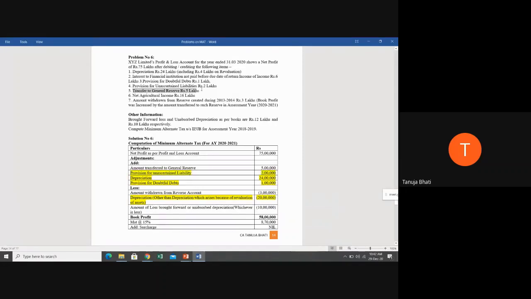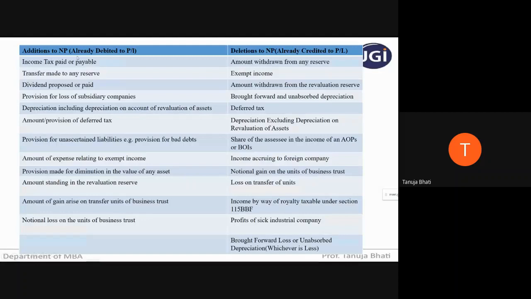Next, transfer to general reserve. When you are withdrawing from general reserve, you have to less it. But when you're transferring any amount to general reserve, you have to add it. See here, students, the amount that you're transferring to the revaluation reserve or to any reserve, you have to add it. But when your amount is withdrawn from any reserve, you have to minus it. See the second point, students, transfer made to any reserve, you have to add it to the net profit. But when you're withdrawing the money from the reserve, you have to minus it from the net profit.